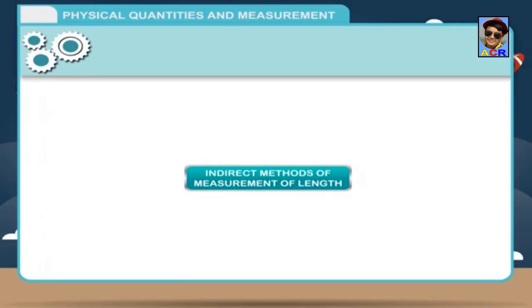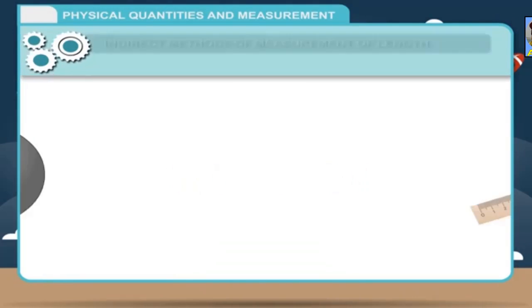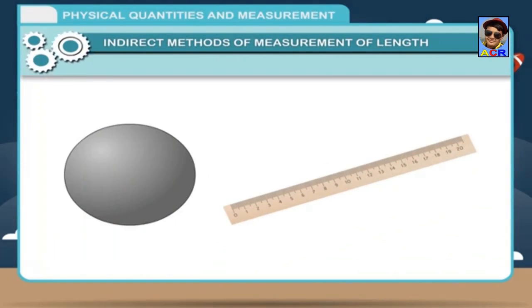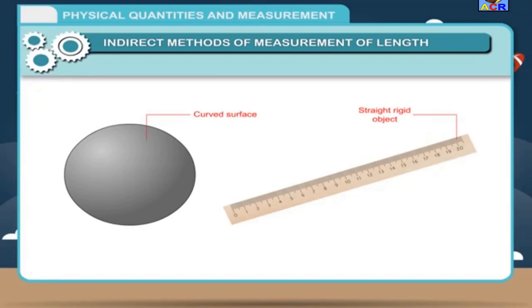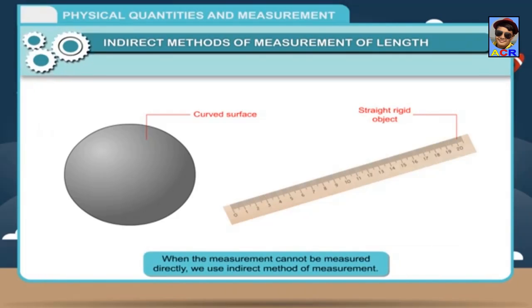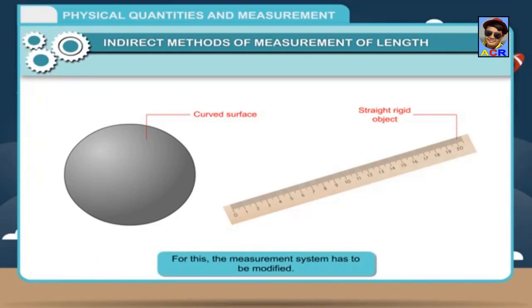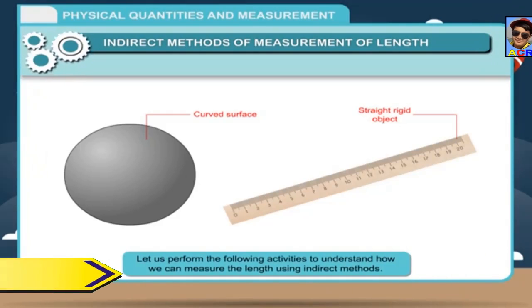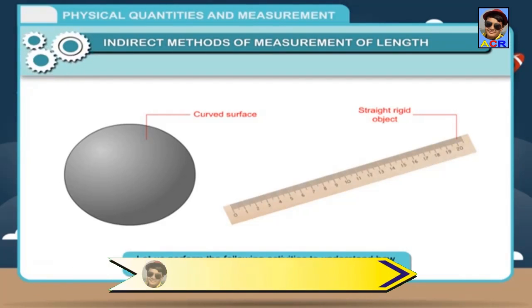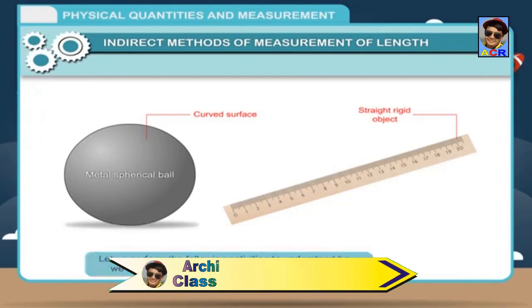Indirect methods of measurement of length. A ruler cannot be used to measure the circumference of a cylinder because the circumference is a curved surface and a ruler is a straight rigid object. Therefore, we cannot bend the ruler around a curved object. When the measurement cannot be done directly, we use an indirect method of measurement. For this, the measurement system has to be modified. Let us perform the following activities to understand how we can measure the length using indirect methods.